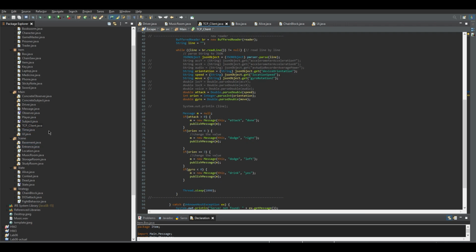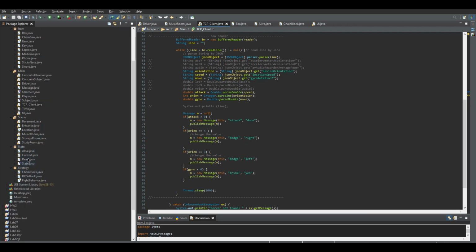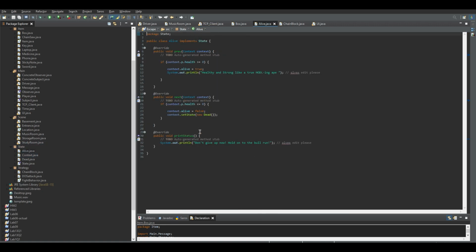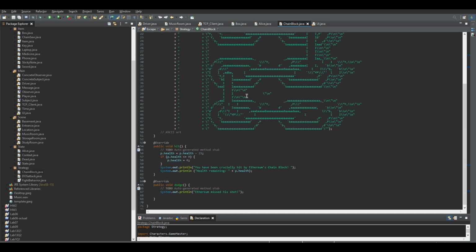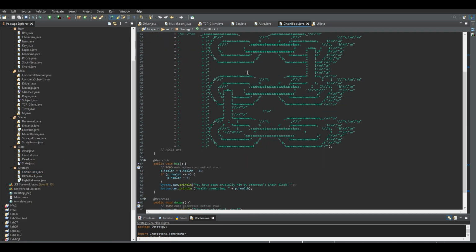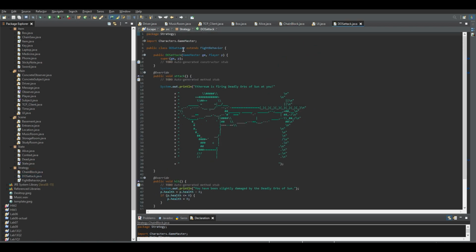Aside from that, we also implemented the state and strategy patterns, where the state mainly encapsulated the status of the characters, including the player and the game monster, whether they were dead or alive, and the strategy method was also used to implement the fight, where we used several types of attacks and fight behaviors that would have been displayed by the game monster as well as the player themselves.